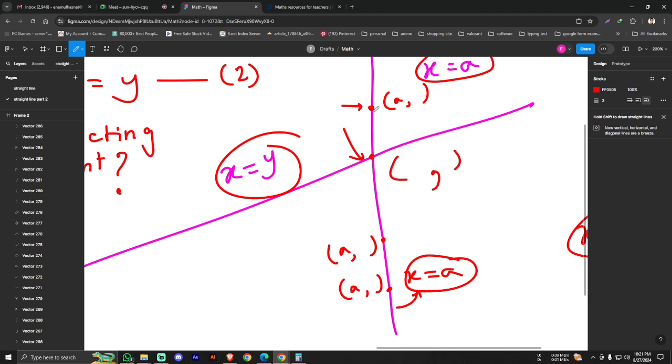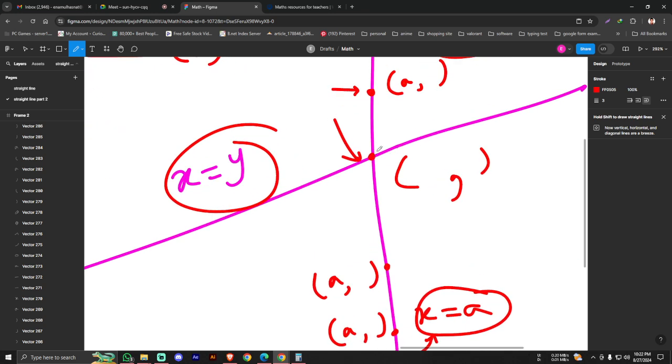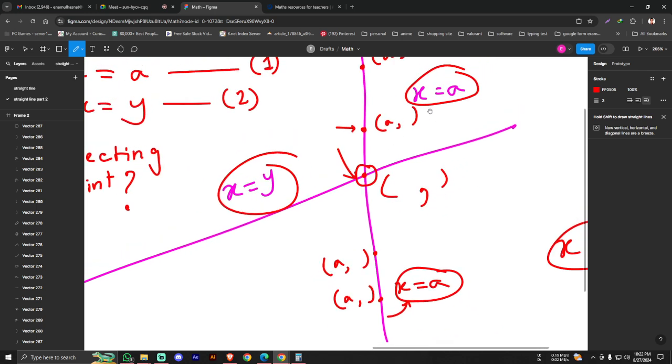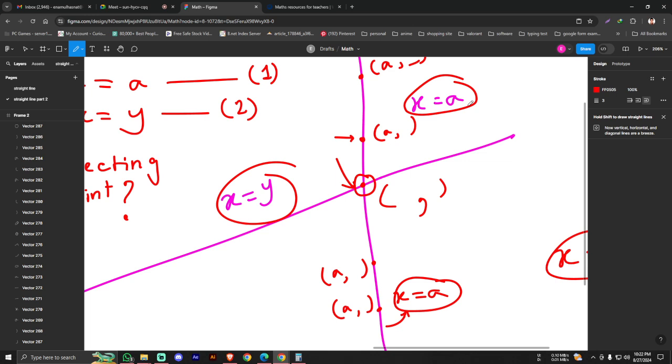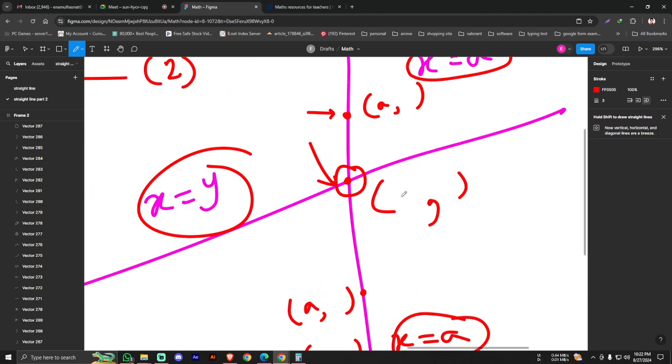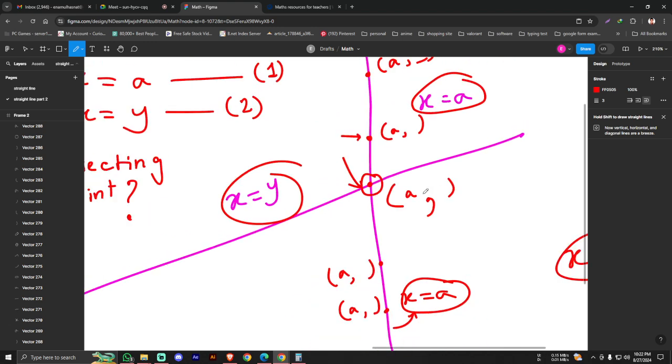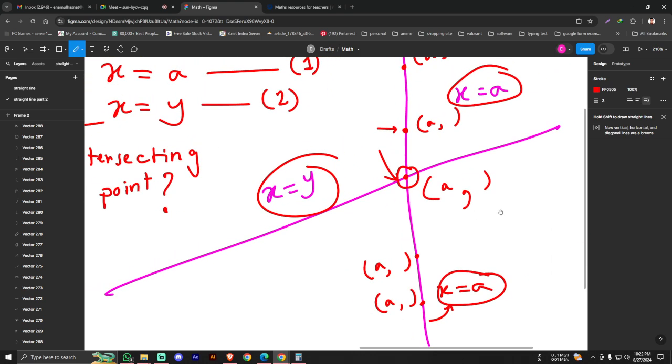So here the same concept is applied. This point here, the main point, is also on the line x is equal to a, right? Since it is on x equals a, we're going to write down that the x coordinate is a. Now we have found the a.